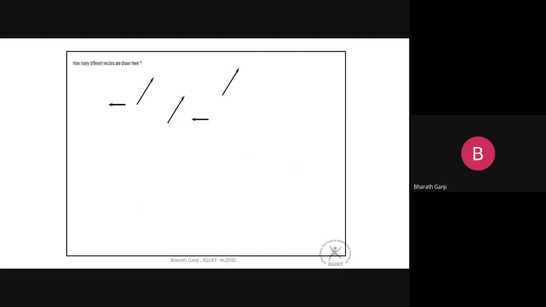So the question asks how many vectors are there. Now, what I can see here is 5. So definitely the number can't be more than 5. Your answer should be less than or equal to 5, right? So please post your answers.